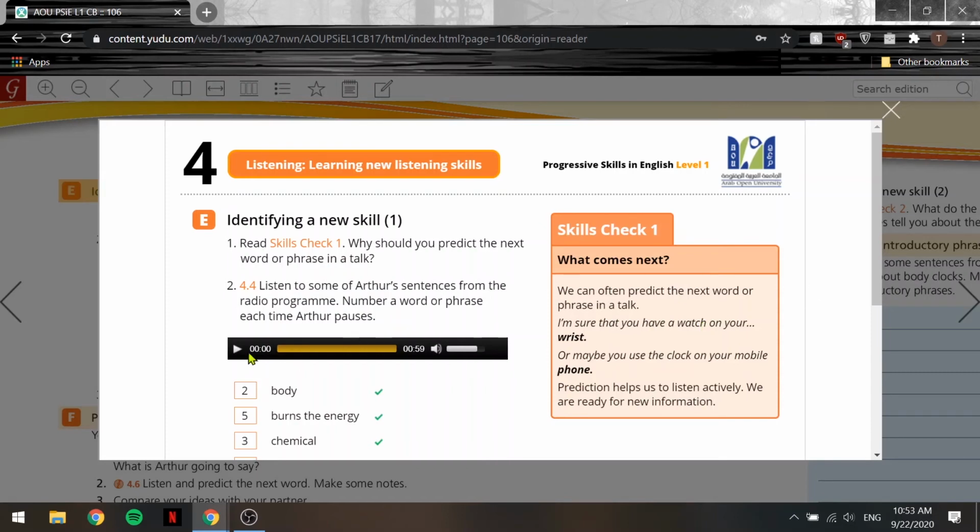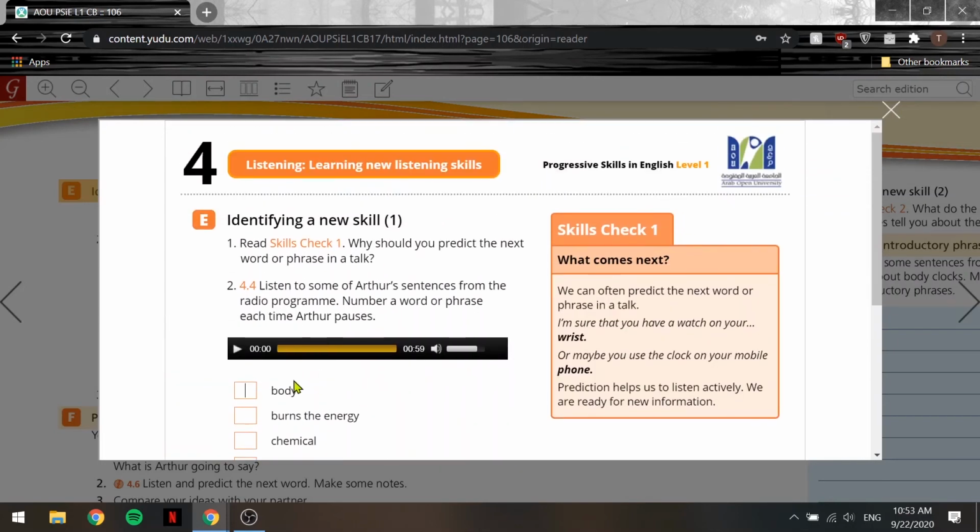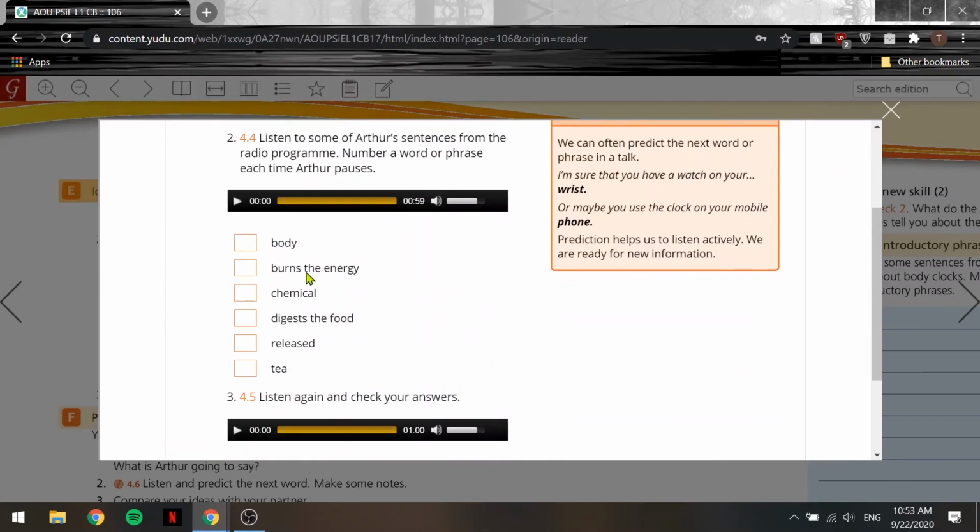Okay, so we're gonna listen to some of Arthur's sentences from the radio program. However, it's gonna be missing some of the keywords. So we have body, burns the energy, chemical, digests the food, released, and tea. Okay, number a word or phrase each time Arthur pauses. So first pause is gonna be number 1 and second pause is going to be number 2, and that's how it's going to keep going. Okay, so I'm going to play it now, and I'll write the numbers as we go along.